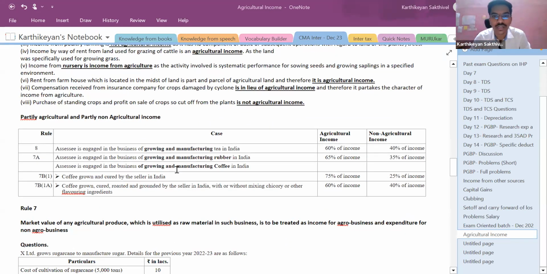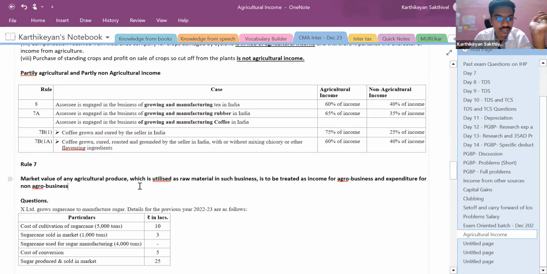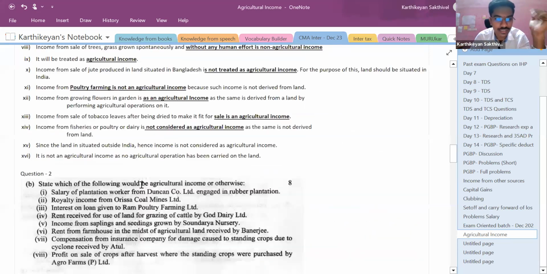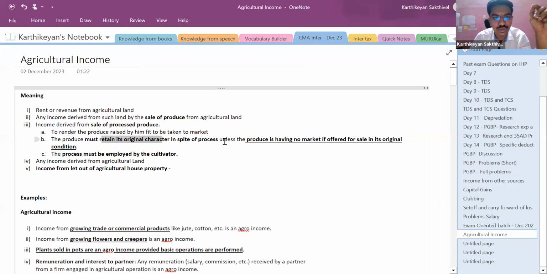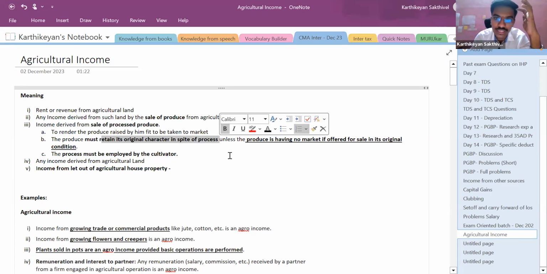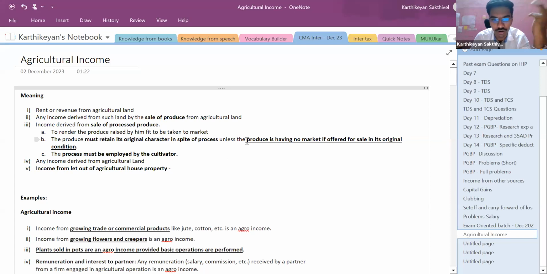So part 1 of our discussion is done. We just have part 2 and part 3 of agricultural income. As far as part 2 and part 3 are concerned, part 2 will discuss the concept of an income which is partly agricultural and partly non-agricultural. Right. So first we'll complete rule 7. As far as rule 7 is concerned, we have already discussed here. We have seen that the produce must retain its original character in spite of the process. What will happen if it loses its original character in the process? Or the produce should not have a market value for sale in its original condition.